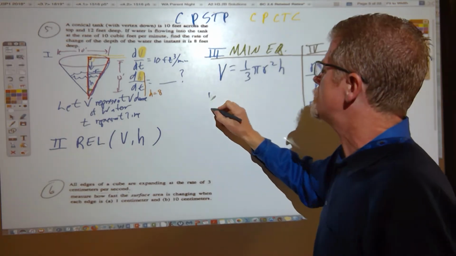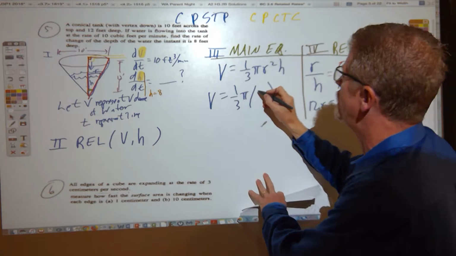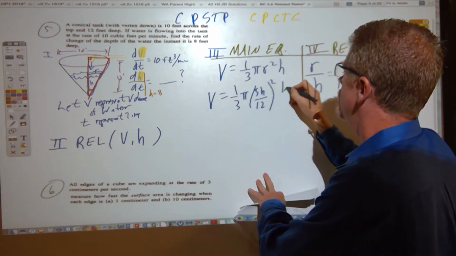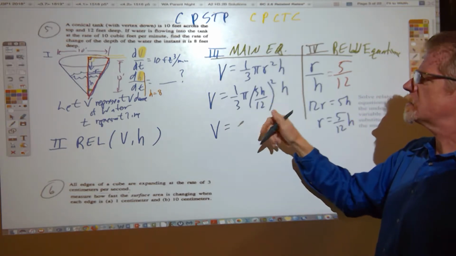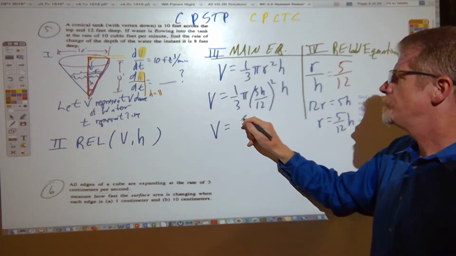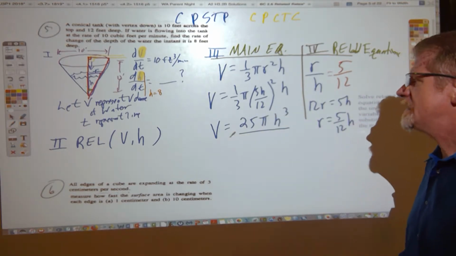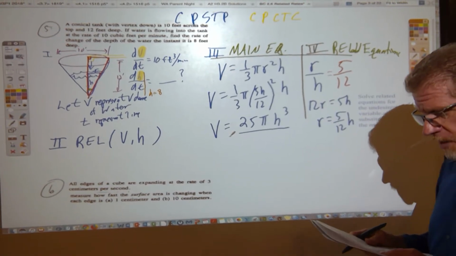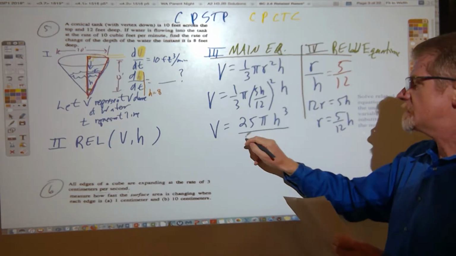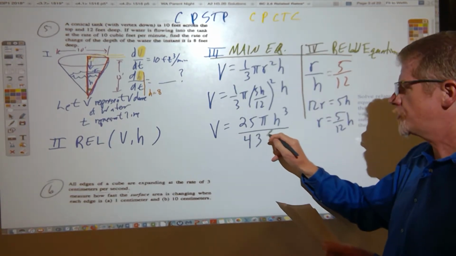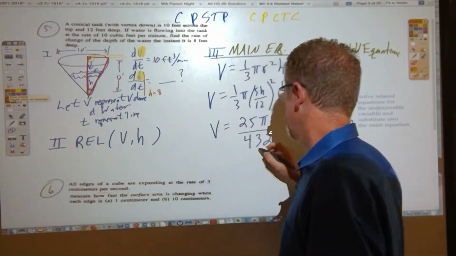Substitute that into the main equation to get V equals 1/3 pi times R, which is now known to be 5h over 12, squared, times h. Upon simplification, upstairs 5 squared is 25, so we have 25 pi h cubed upstairs. Down below is 144 times 3. By the way, those of you who are interested in knowing what 144 times 3 is, it's believed by mathematicians to be 432. And this is the point at which you can celebrate.